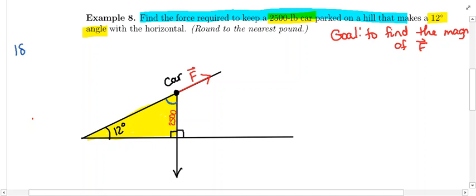There's 180 degrees in a triangle. Take out the right angle, that leaves us 90 degrees to spare. Take out the 12-degree angle, that means this other angle is 78 degrees. All right, so I'm going to start there. Now comes the tricky part.